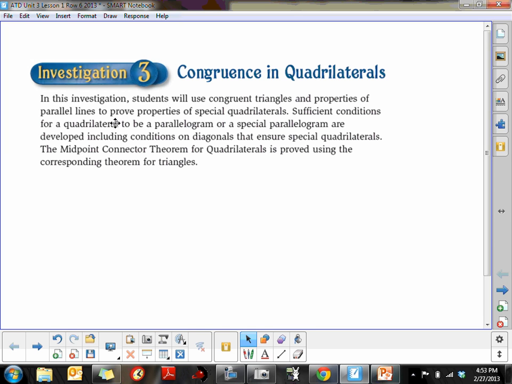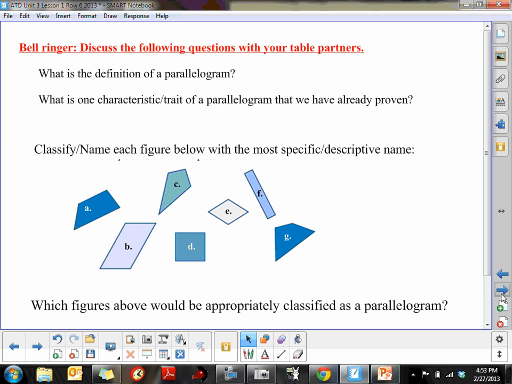What we're going to do is use our information that we've learned about congruent triangles and properties of parallel lines. And this is what we're studying right now. We're proving properties of special quadrilaterals, and that's our focus for today and what we've been working on. Our bell ringer today was: what was the definition of a parallelogram?